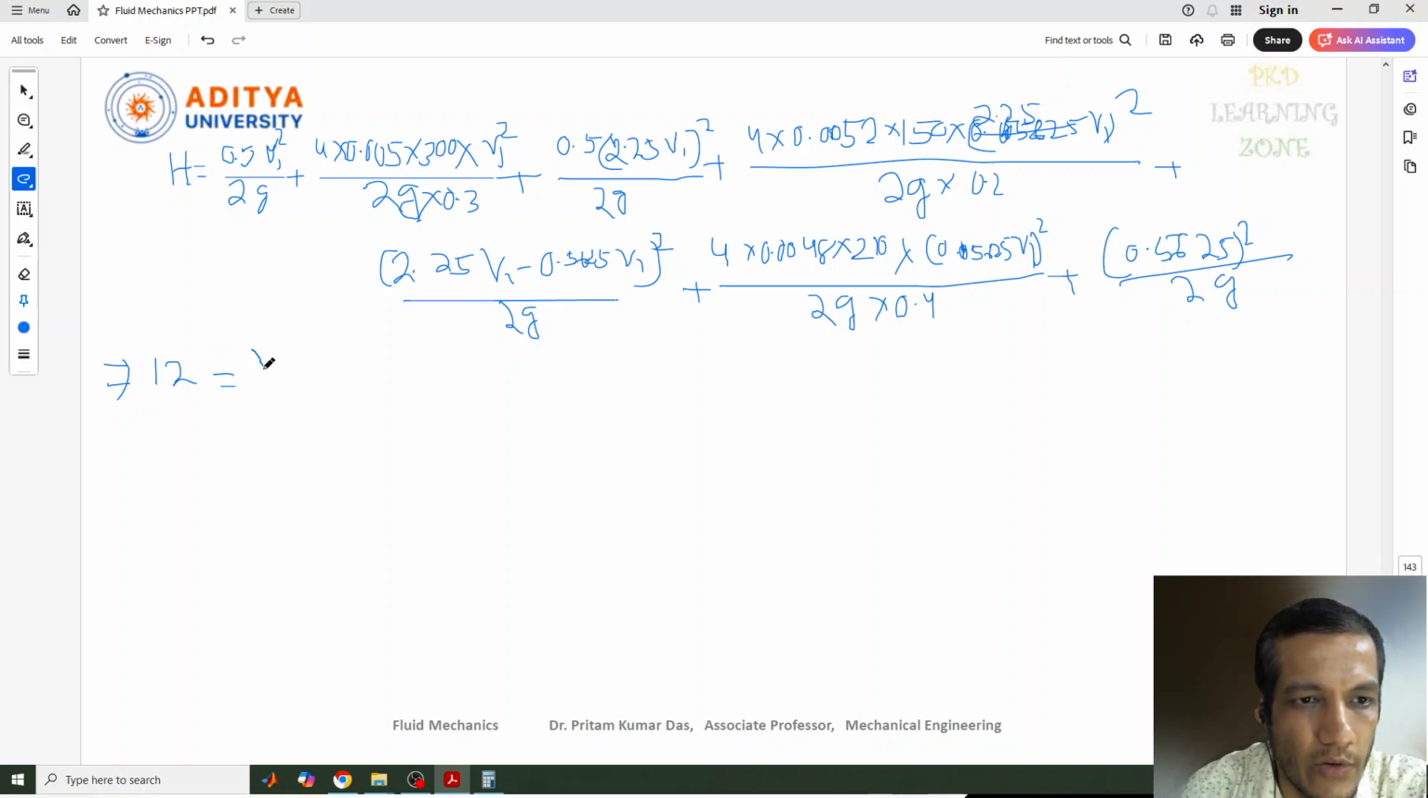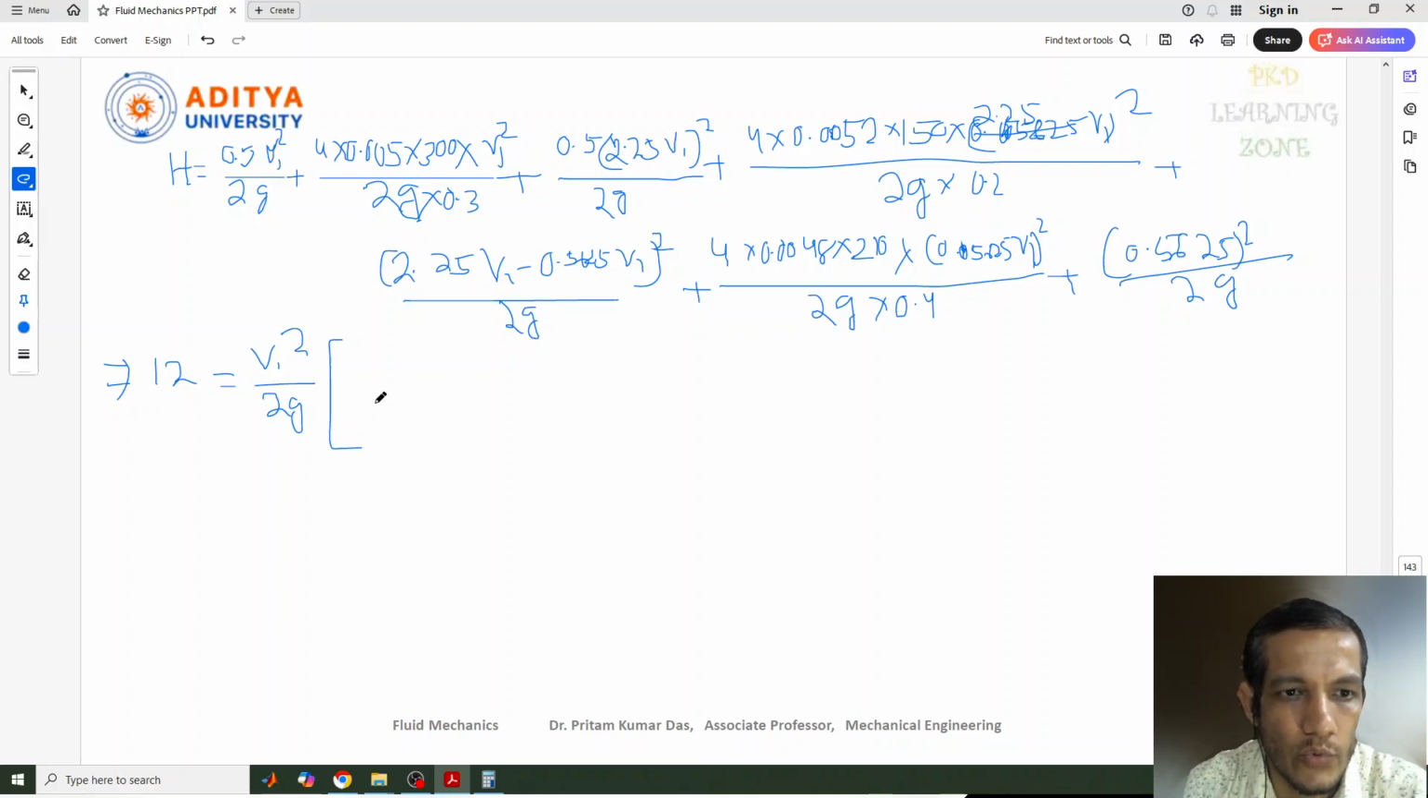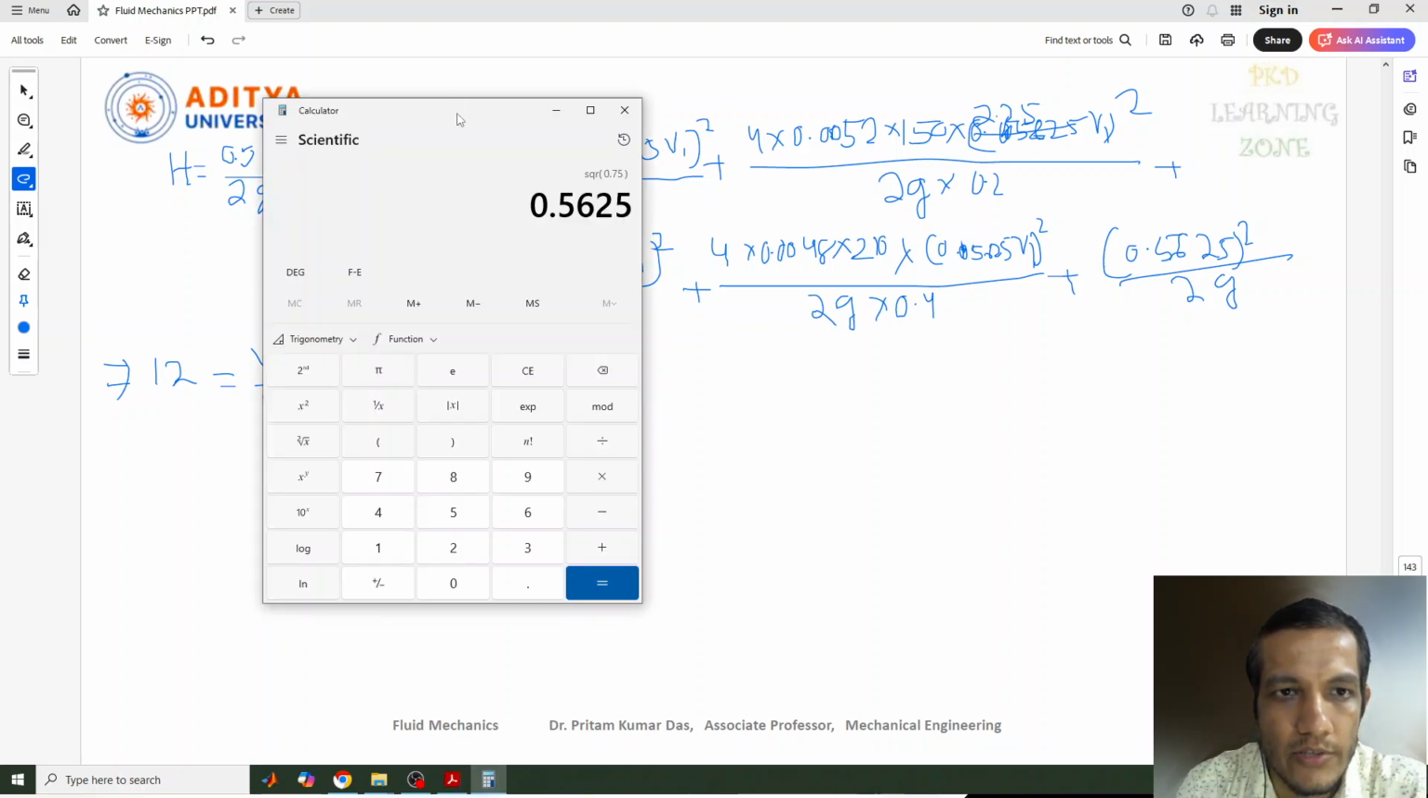I'll take the v1 square by 2g common. Let's put it in a bracket. So what will be there here? v1 square by 2g gone means first point you can see only 0.5 will be there. 0.5. Next remaining value will be there. So that will solve it here. So let's solve this one.